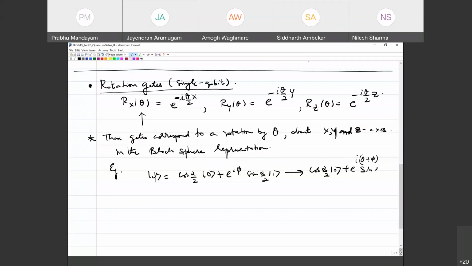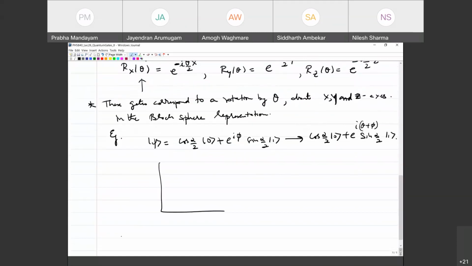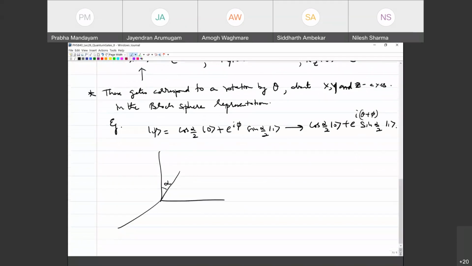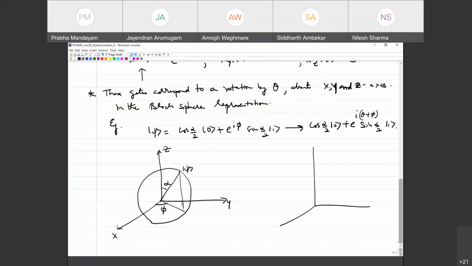Sine alpha by 2, 1. So if I were to visualize this in the Bloch sphere, then I have a state which is making this alpha angle here, right? This is my sphere. This is the z-axis. So this angle out here is phi, right? So now what is the sense of the rotation? Anti-clockwise, I mean, from X to Y. Correct. It's counterclockwise. So it's like this, right?